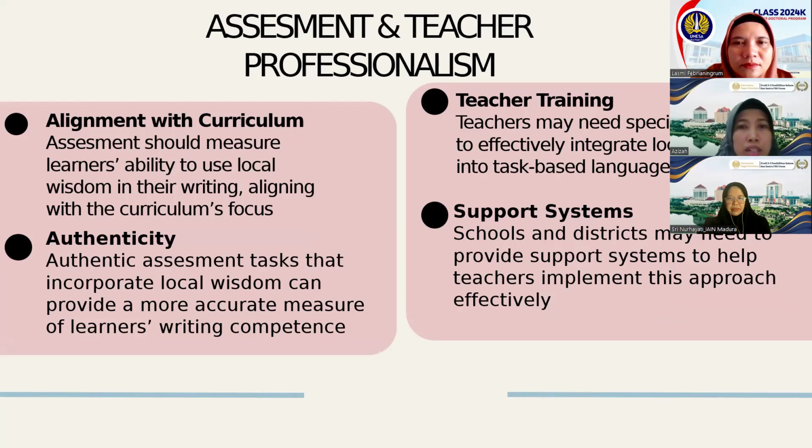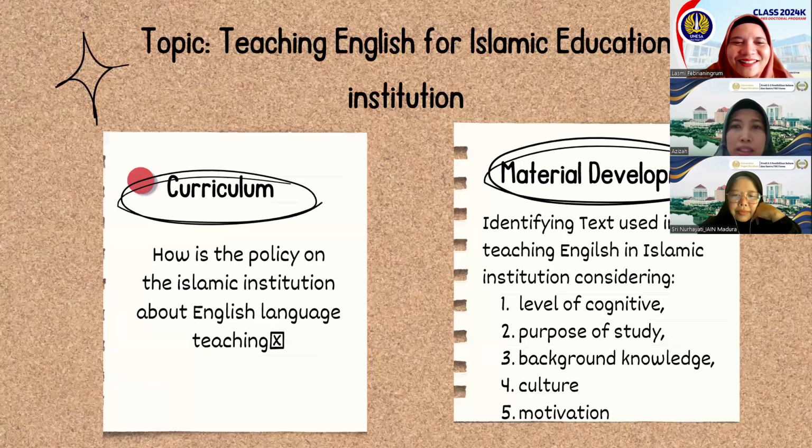Alignment with curriculum: assessment should measure learners' ability to use local wisdom in their writing, aligning with the curriculum's focus. And authenticity: authentic assessment tasks that incorporate local wisdom can provide a more accurate measure of learners' writing competence. And about professionalism, it is teacher trainings. Teachers may need specific training to effectively integrate local wisdom into task-based language teaching, and a support system. Schools and districts may need to provide a support system to help teachers implement this approach effectively. Okay, thank you. Okay, the last, Bu Sri, ya?